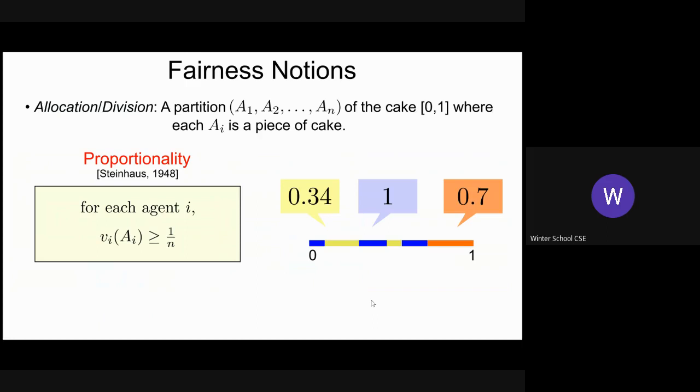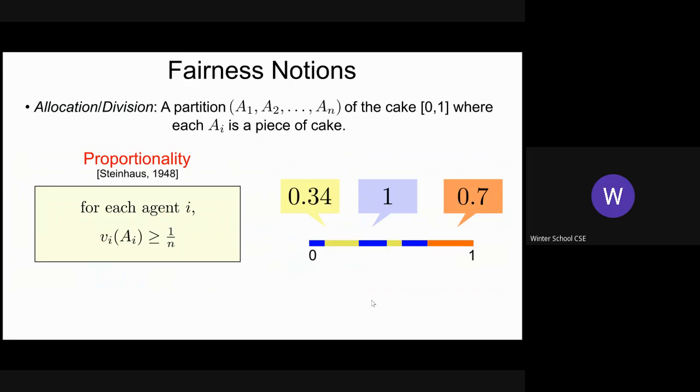No, it is a definition. This is at least 1 over n. Because suppose all n agents are the same, then it makes sense to give everyone 1 over n, right? We will see that in a moment. But the definition does not tell you whether it's always achievable or not, but we will talk about that in just a few slides. Good point.